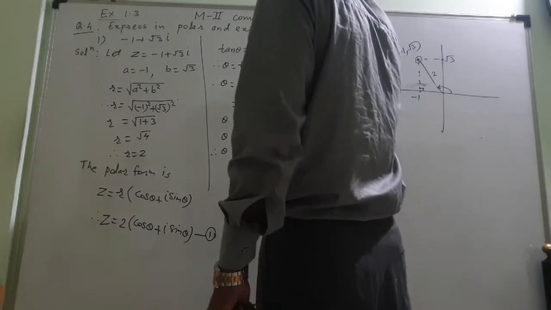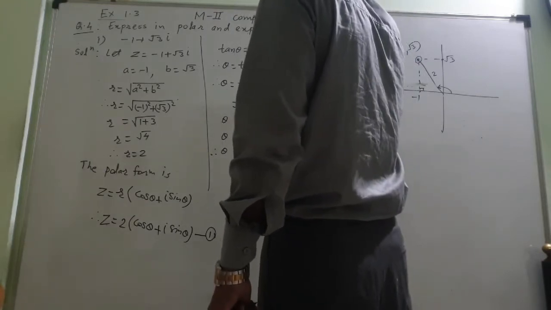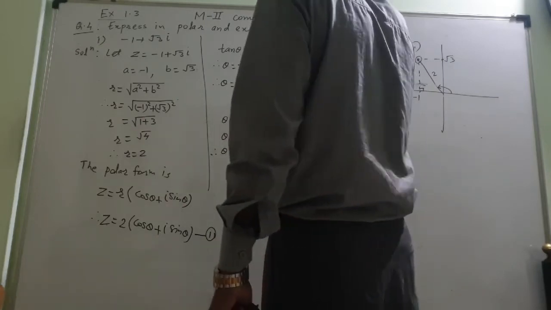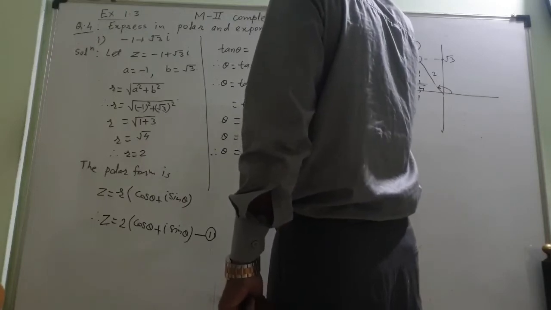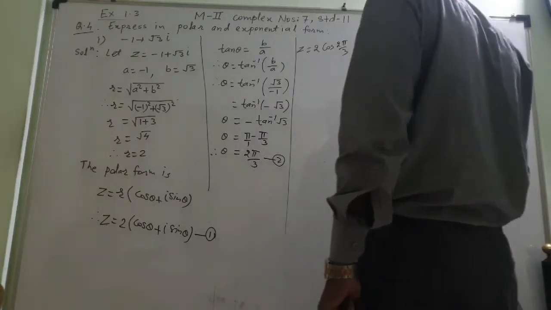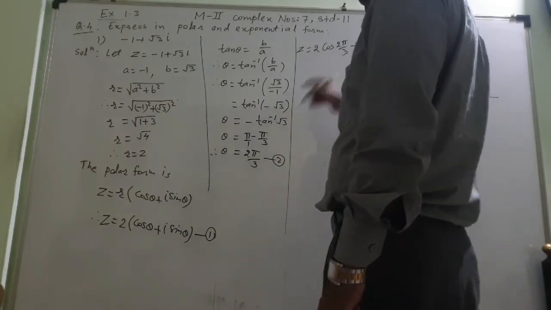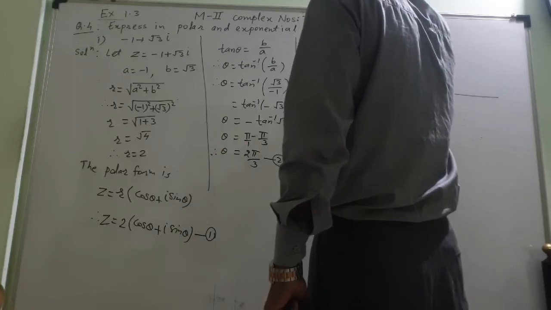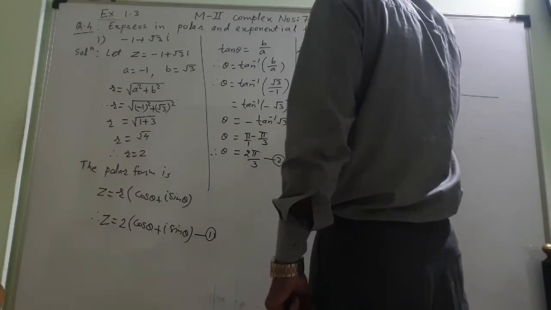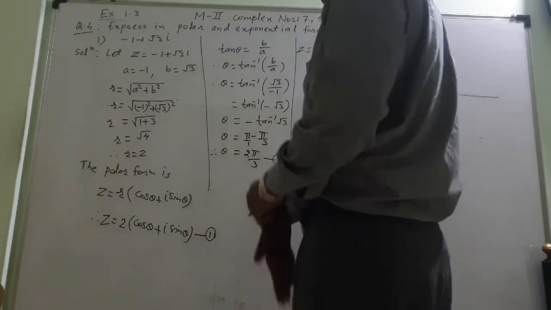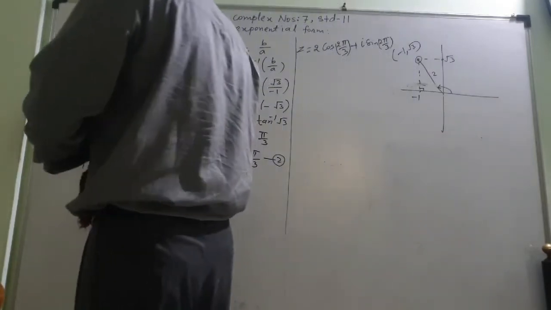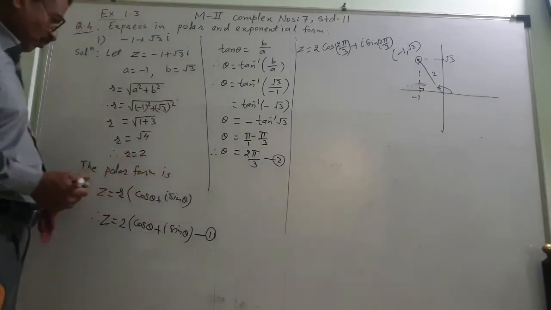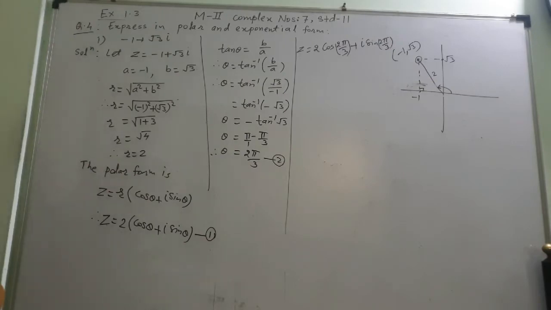Therefore, Z is equal to R, which is 2, cos of the angle 2 pi by 3. Okay. Plus i sin theta means i sin of 2 pi by 3. This is your expression in the polar form. The polar form is this. Hope that you have understood this well.